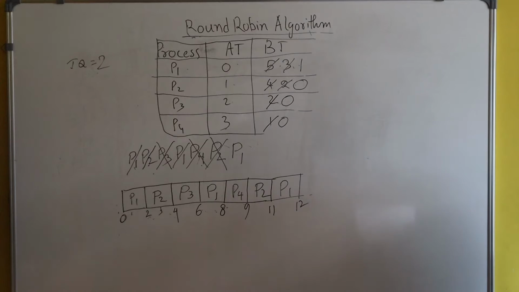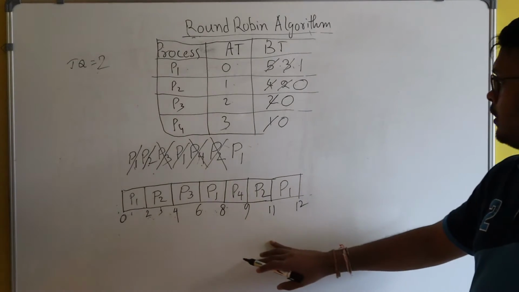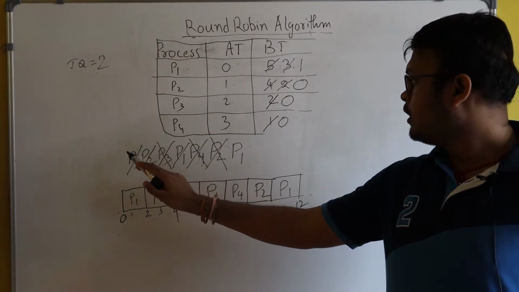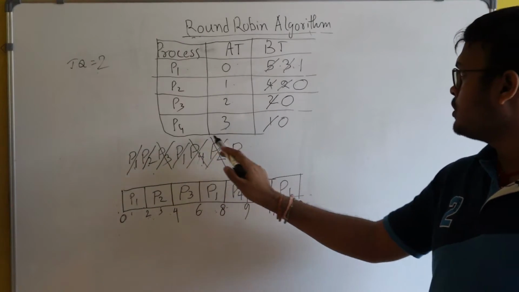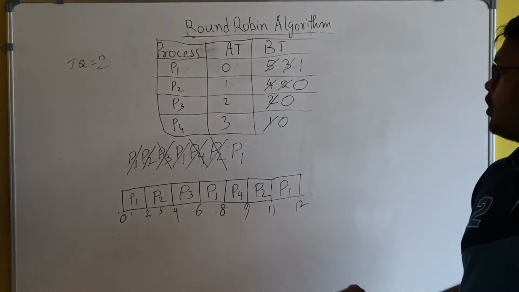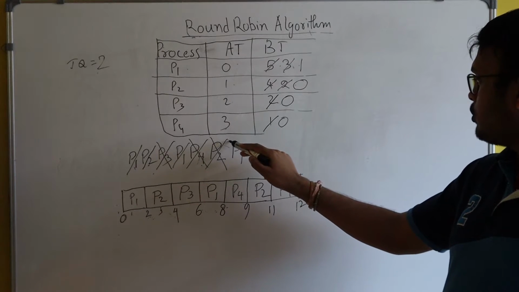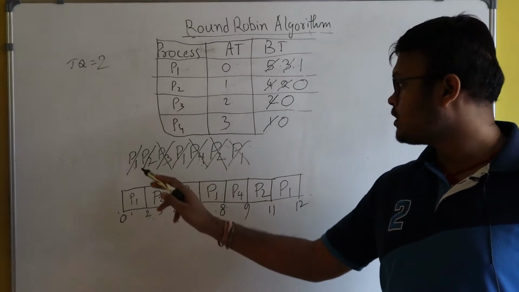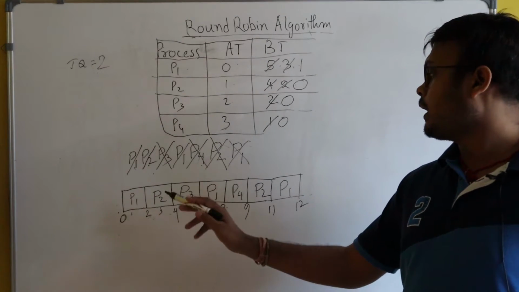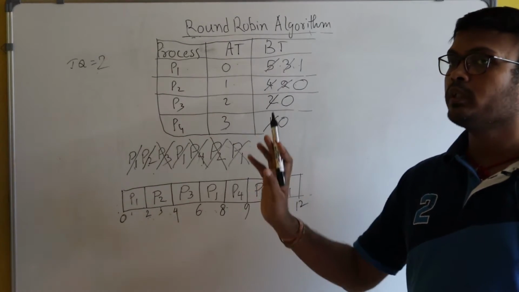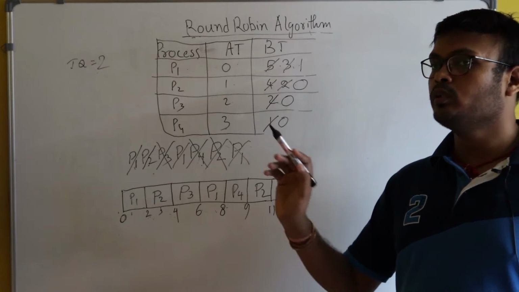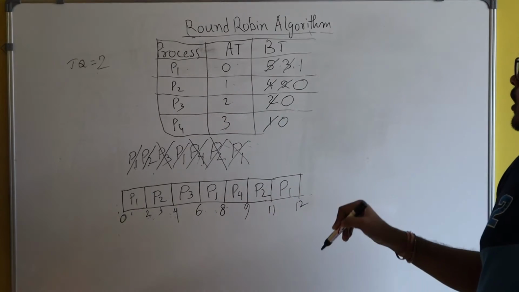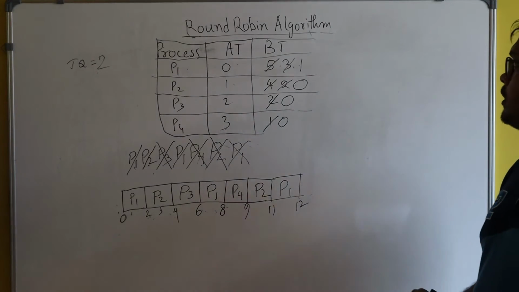So now you see the Gantt chart is completed, and you see how a queue data structure is used in this algorithm, since P1 is also completed, because with the help of queue data structure we can easily track which process will be given to CPU next. Okay, so in this manner we will solve round robin algorithm.